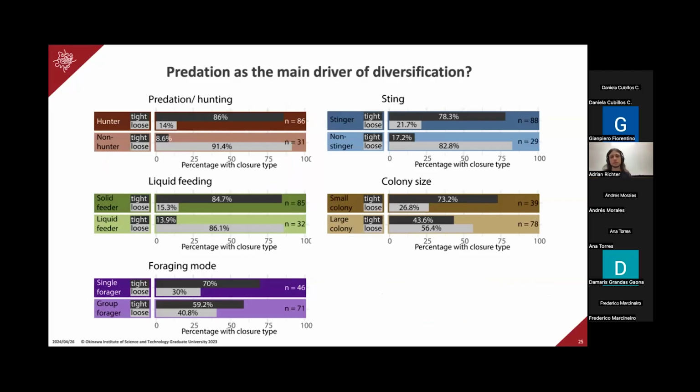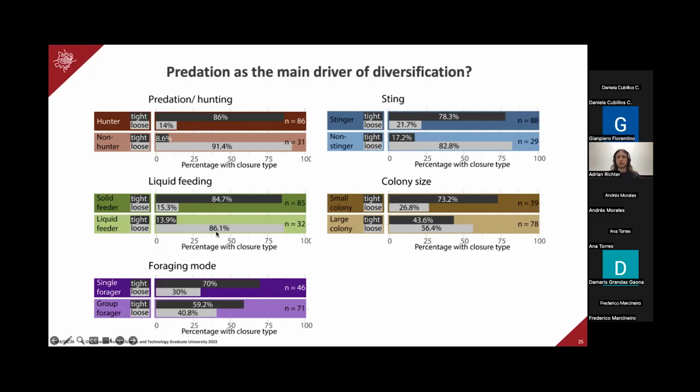But be that as it may, some patterns are actually pretty clear. If we look at the different states of ecology of these features that I considered, and then look at how many of those that are, for example, a hunting ant have tight interlocking and how many have loose interlocking, and how many that are not hunters have tight and loose, we pretty clearly see a correlation between hunting and being a tight interlocker. And if you're not such a hunting ant, then you don't need such tight interlocking.